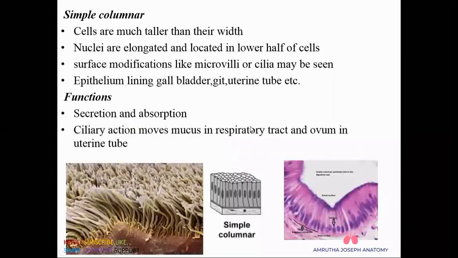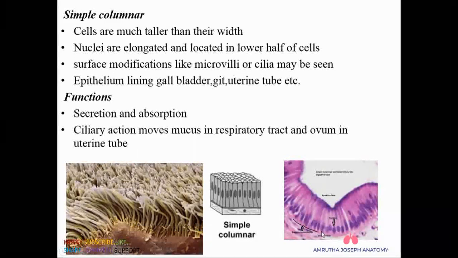Coming to the next epithelium, that is simple columnar epithelium. As the name suggests, they are tall cells. Their width is narrow, but height is more. Nuclei are elongated and located in the lower half of the cell. Here it looks like the center of the cell, but it is not exactly. Look at this diagram. The nuclei are at the bottom of the cell. You can see that elongated nucleus, which is located at the bottom.